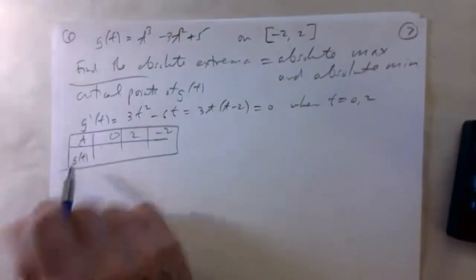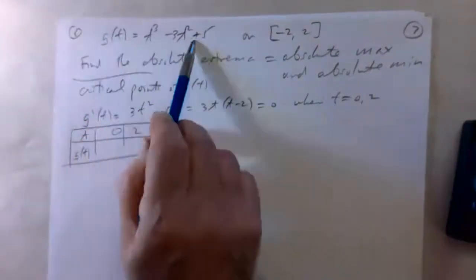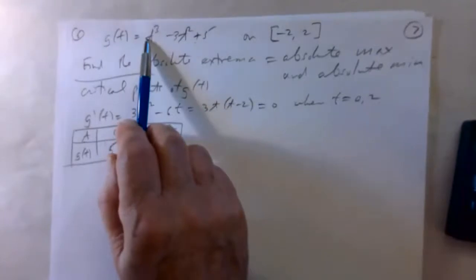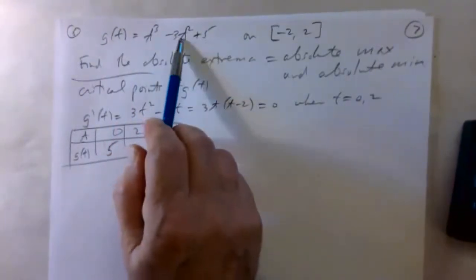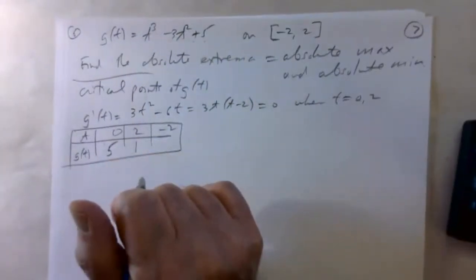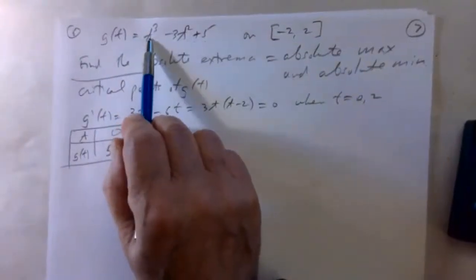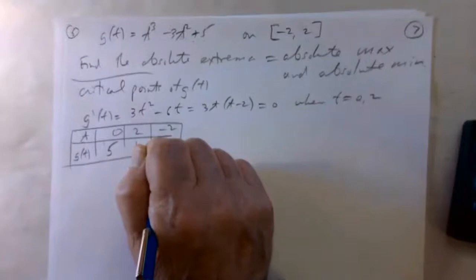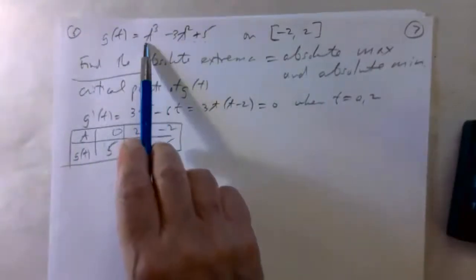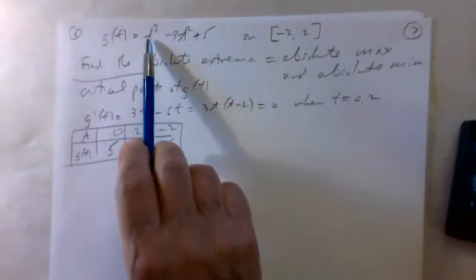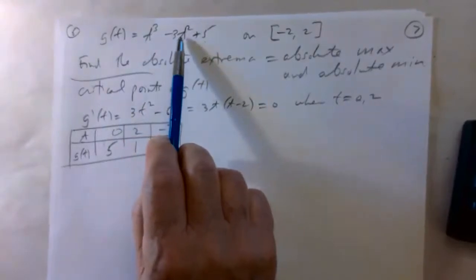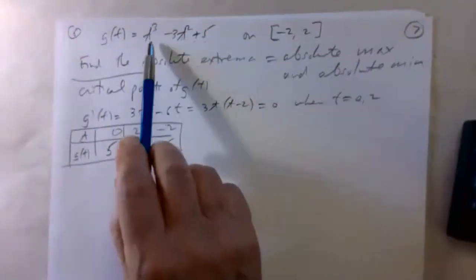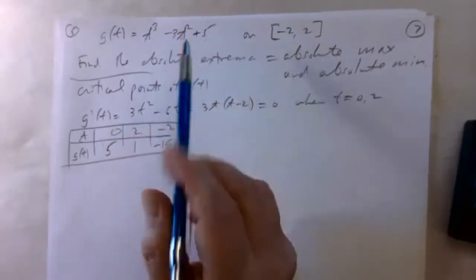And for those values, we have to calculate g of t. When t is 0, g of 0 is 5. When t is 2, this is 8 minus 12, that's minus 4, plus 5 is 1. When t is minus 2, this is minus 8 minus 12 is minus 20, plus 5 is minus 15. So let me just check. When t is 0, this is 5. When t is 2, I have 8 minus 12, that's minus 4, plus 5 is 1. When t is minus 2, this is minus 8 minus 12, minus 20, plus 5 is minus 15.